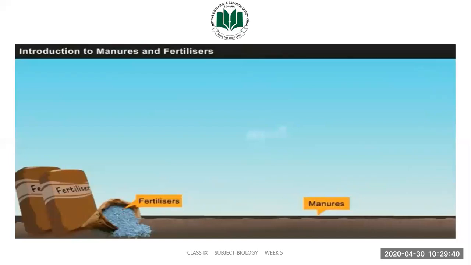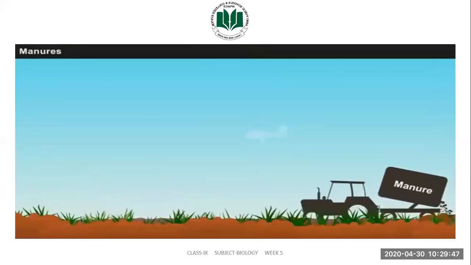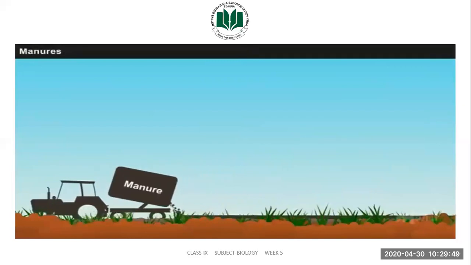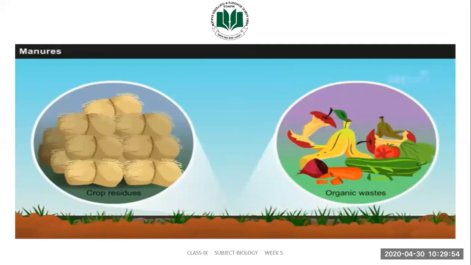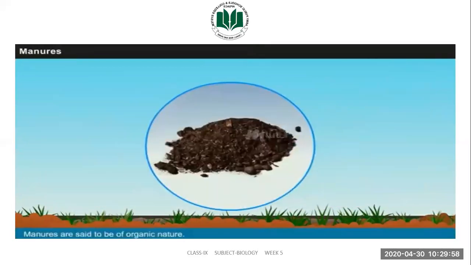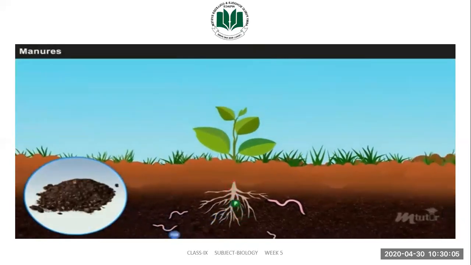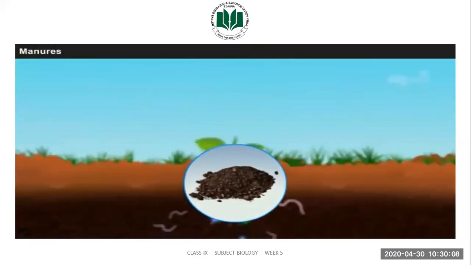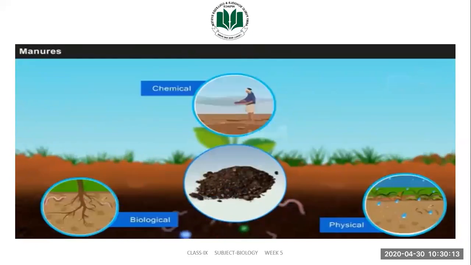Now let us discuss manures, fertilizers, and soil fertility management. Manures. Manures are generally denoted as the materials that are derived from organic wastes and crop residues without the addition of any other chemical components. Thus, manures are said to be of organic nature. They provide various nutrients to the plants. In addition, manures also contribute in improving the physical, chemical, and biological properties of the soil.